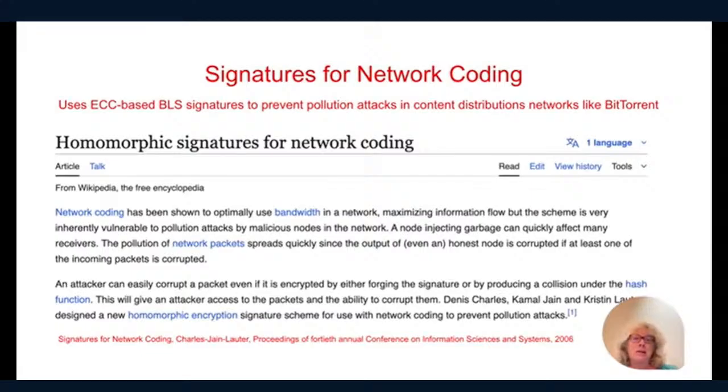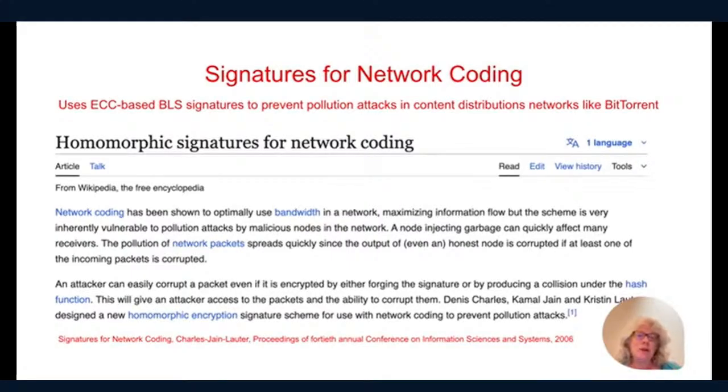But the problem is it makes content pollution a lot easier, because one nefarious node, an adversarial participant, can quickly spread garbage throughout the whole network by just polluting their linear combination of packets. So we needed some kind of measure to prevent this type of pollution attack, and the BLS signatures provided a really nice tool for this. We can insist on packets being valid. They need to have valid signatures, and the nice thing about the BLS signatures is that because they're homomorphic, they can be recombined, and they fit very well with the homomorphic property that is necessary for network coding.